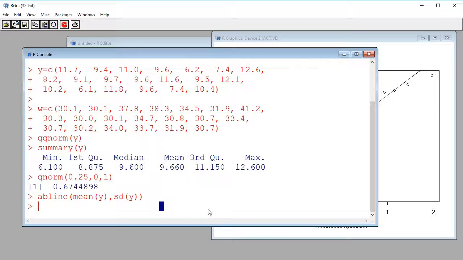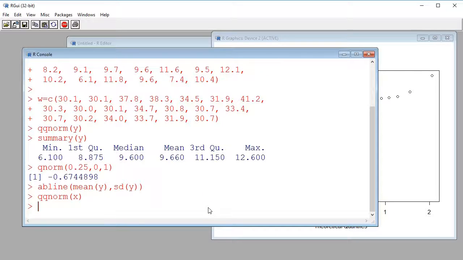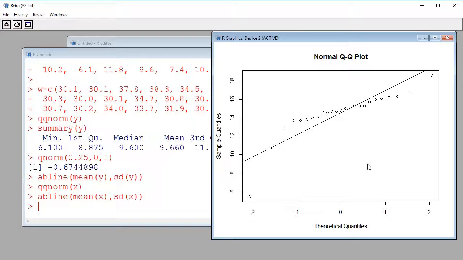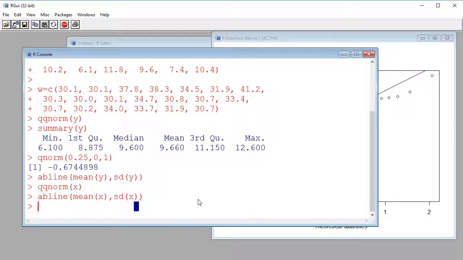Okay. Now, let's look at the other two variables, starting with x. So I do qqnorm of x, and then I'm going to add the line where the intercept is the mean and the slope is the standard deviation. And then here we see that actually we're not following the expected line, and so it would not be reasonable to assume that we have a sample from a normal population. Here the tendency is way off, and there are some outliers which are pulling our tendency away from the expected line. So it would not be reasonable to assume that this is a sample from a normal population.